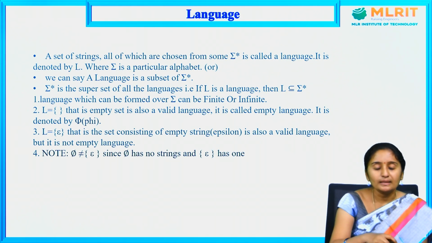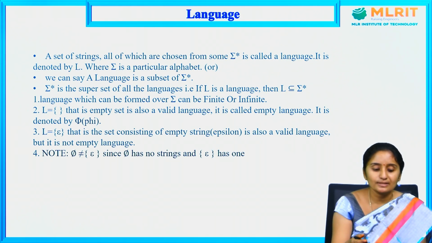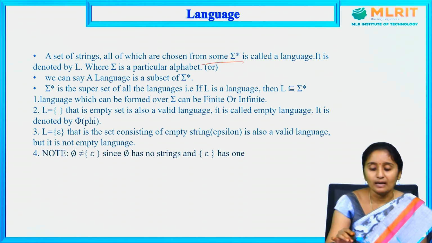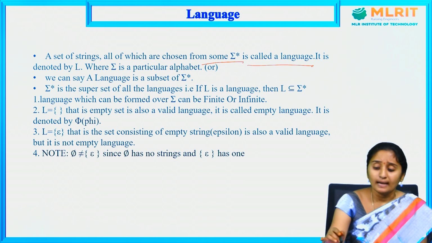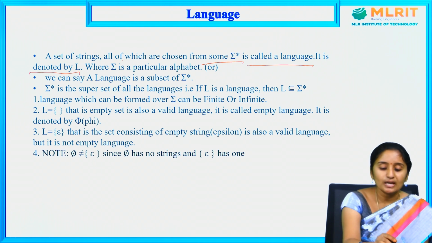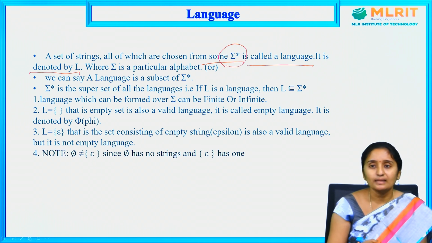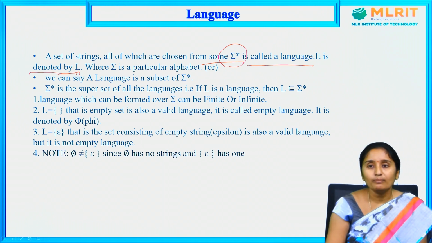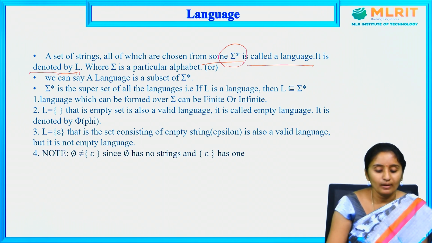These are the operations of a string which we have discussed till now. The next one is language. So what is a language? A set of strings, all of which are chosen from some sigma power star, is called a language. Language is denoted by L. All the set of strings chosen from Kleene star, nothing but Kleene closure, we are going to call a language, and it is denoted by L.